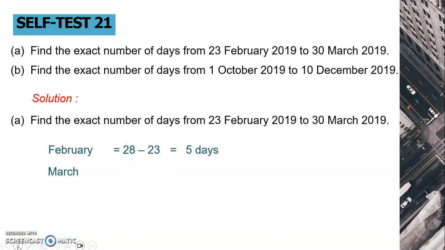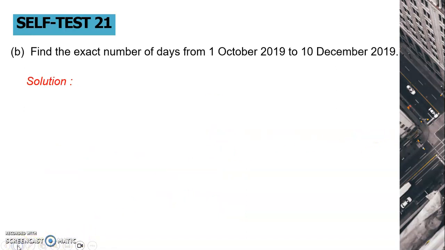And the second most important thing is that you have to know where you end. So here, where do you end? 30th of March. In March, you have 30 days. Therefore, the total is 35 days. Very simple. So again, the most important thing is where you start and where you end.